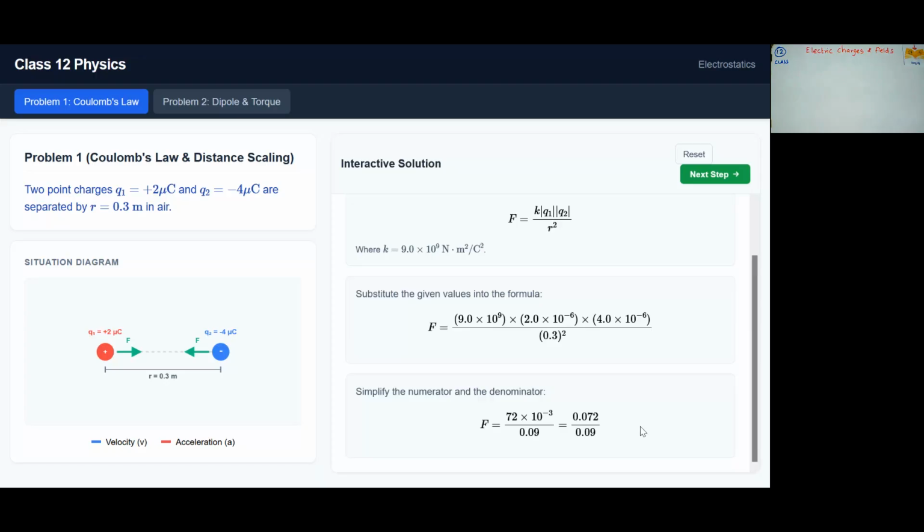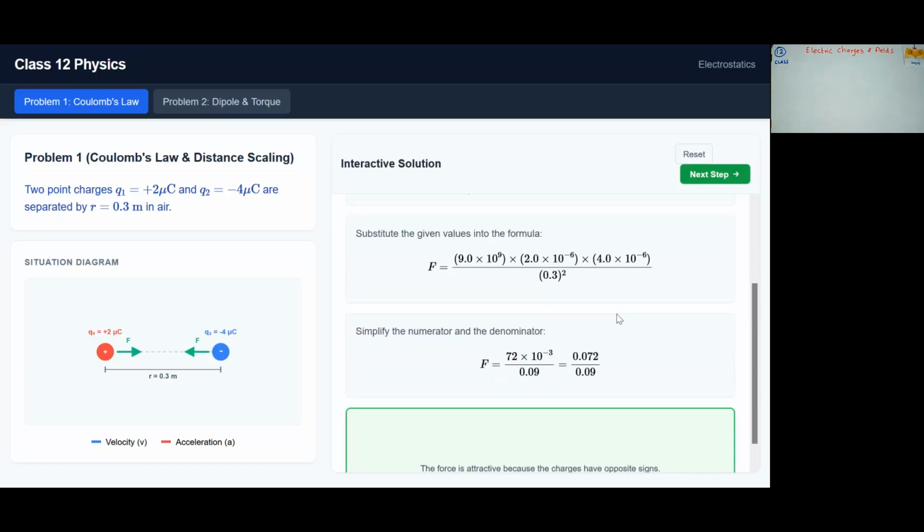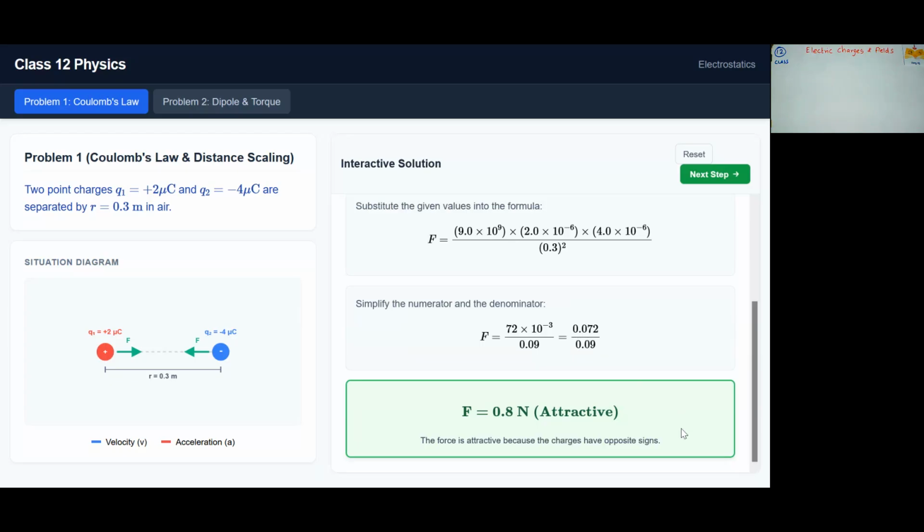So our electrostatic constant K value is 9 into 10 power 9. Our charges are in microcoulomb, so we must write them as 10 power minus 6. Our distance is 0.3 meters. The numerator simplified to 0.072 and 0.3 square is 0.09. Let's see the final result: 0.8 newton, attractive. The force is attractive because the charges have opposite signs. So the initial attractive force is 0.8 newtons.